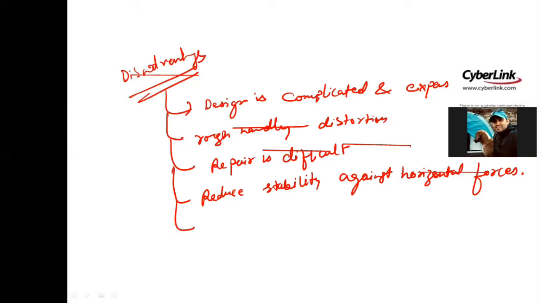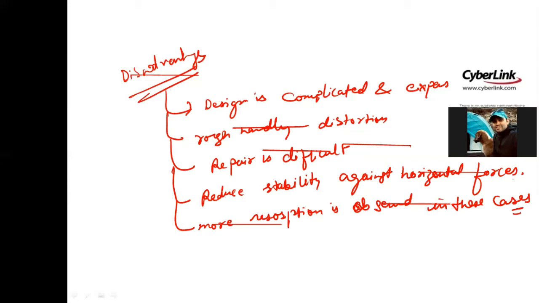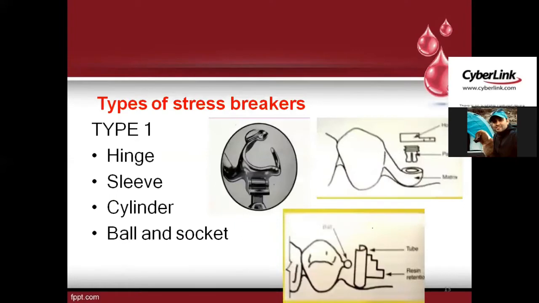Both vertical and horizontal forces are concentrated on the ridge, leading to resorption. More resorption is observed in these cases. And it reduces indirect retention. There are various stress breakers, type 1 and type 2.